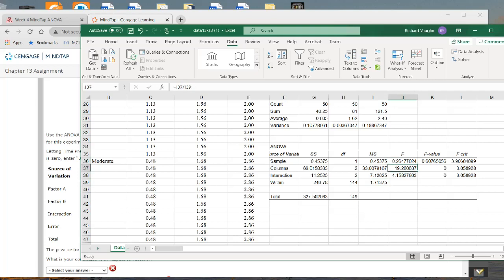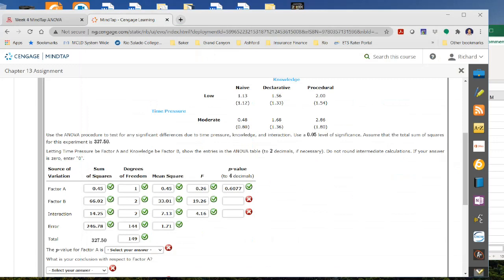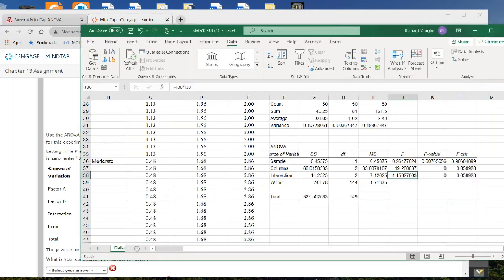And to get this F value, I take the mean square of the columns, the second factor, divided by the within to get the 19.26. And to get this one, I take the mean square of the interaction divided by the mean square within. All of these F's are the mean squares divided by this last one, which we now fixed. So then I got these F values and I typed them in, and you can see that I got all of those correct. Now the last piece that I haven't quite finished with is the p-values.